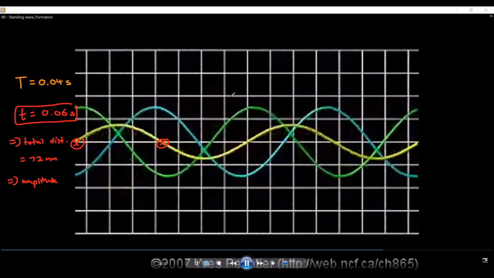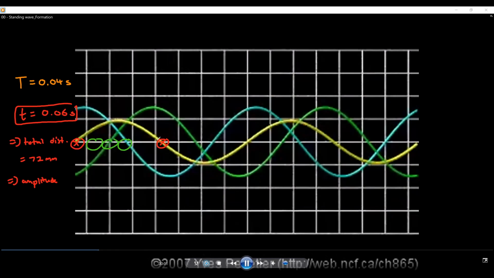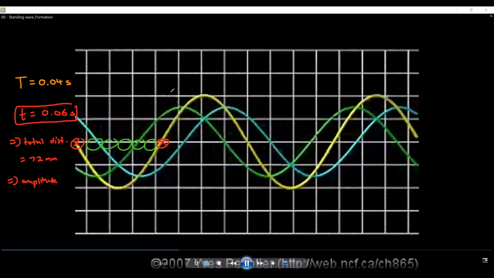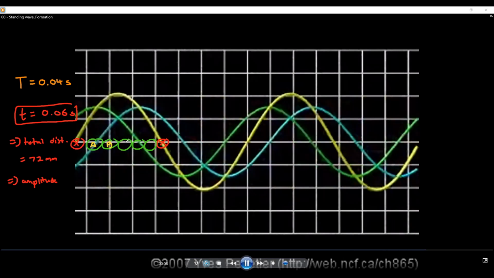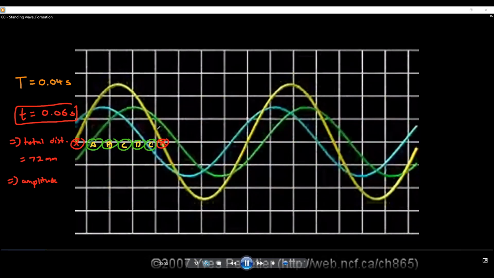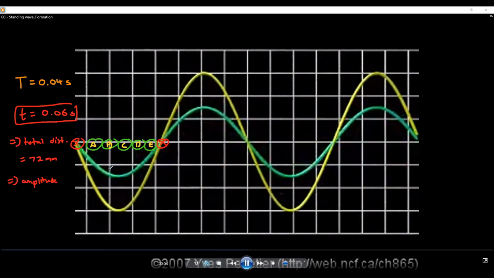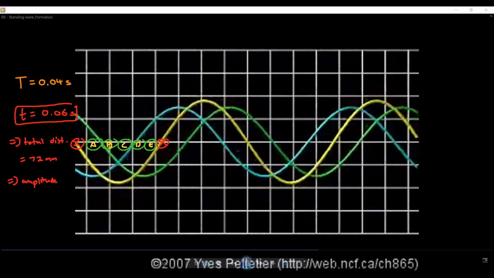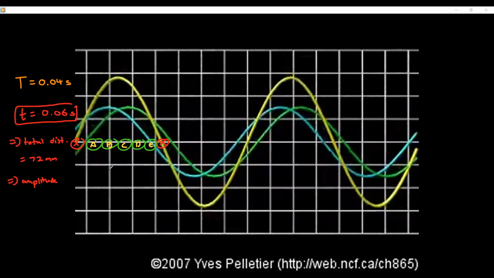So this one would be particles A, B, C, D, and E. So let's just write it down as A, B, C, D, and E here. Okay, so they didn't really single out any particular particle. It could be the particle at the antinode position, or it could be a particle at some random position.